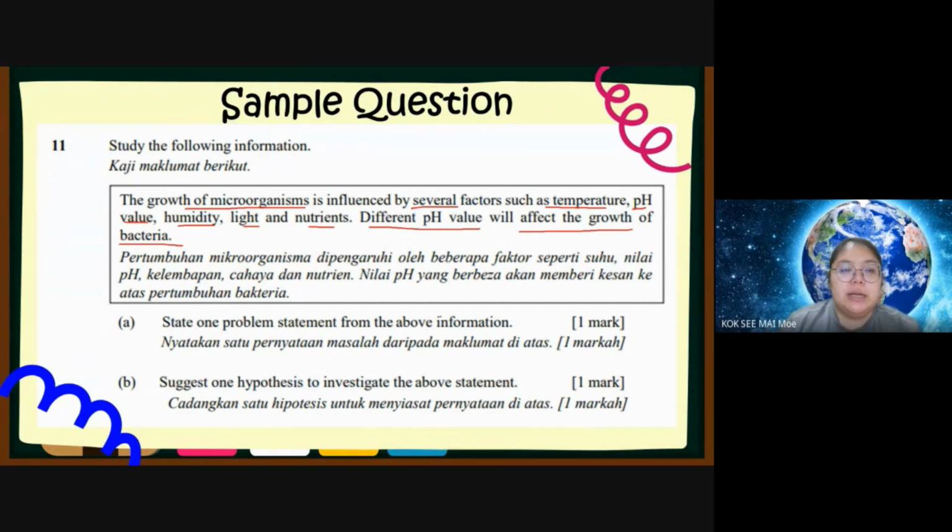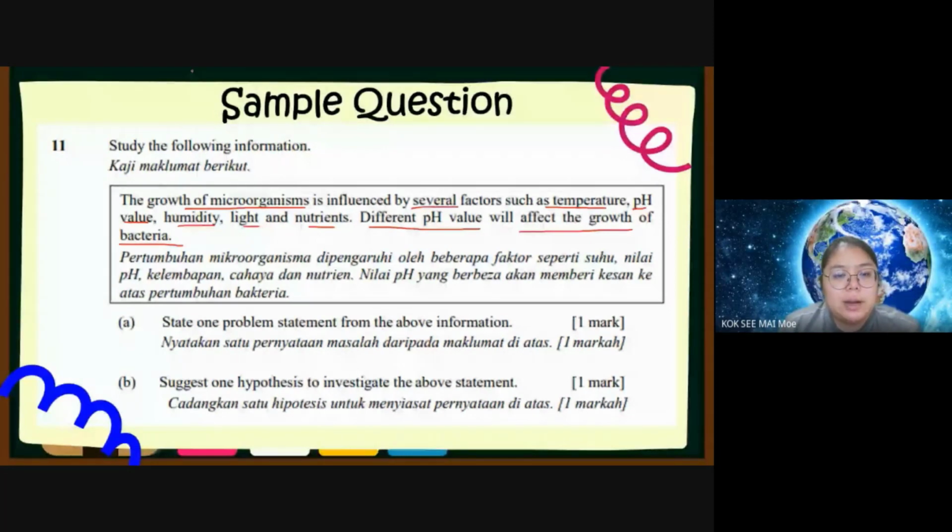So from here, the first one, A, they surely will ask you the problem statement. What is the problem statement from here? Okay, the problem statement is what? The pH difference, no? Then after that, it affected the growth of bacteria, no? Actually, it's exactly there. You can get it from the question for the problem statement.